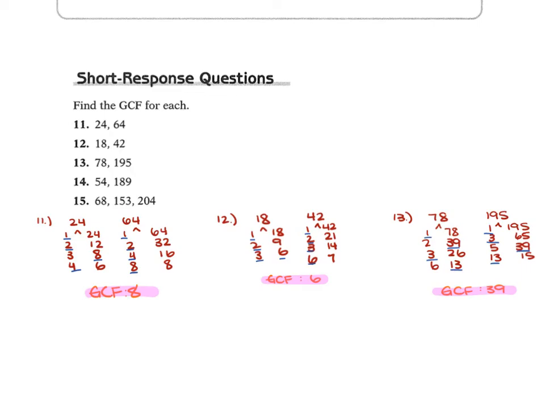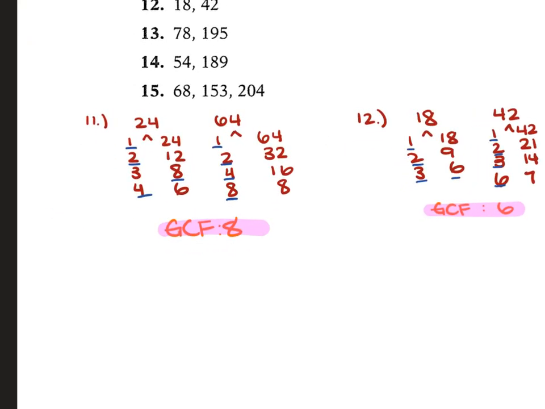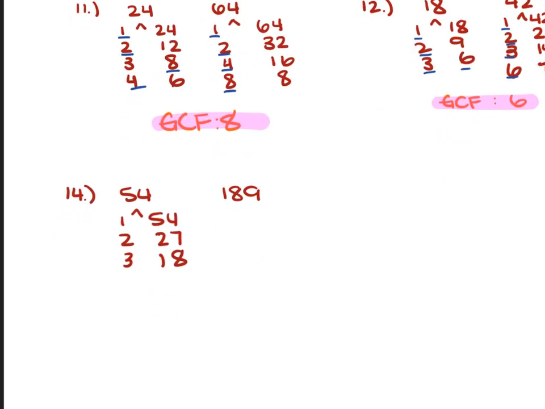So for 14, we're given 54 and 189. So 54 is 1 and 54, 2 and 27. 3 goes into it 18 times. 2 and 3 go into it evenly, so 6 goes into it evenly. 4 does not. 6 goes in 9 times, and then that would be it.